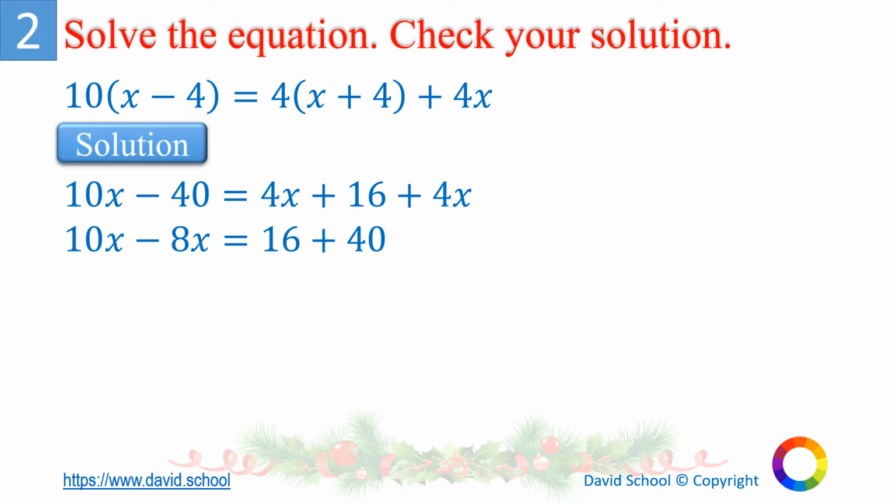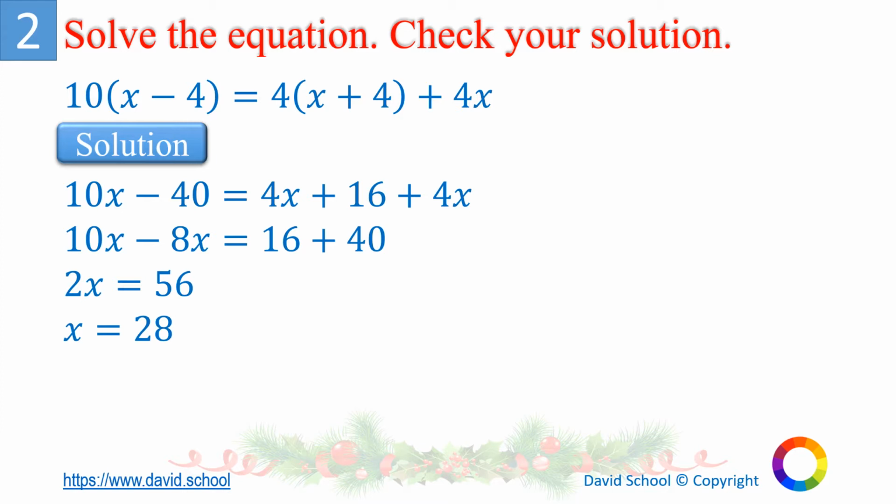And then we subtract 8x from both sides. Then we will have 10x minus 8x equals 16 plus 40. 2x is 56, then x is 28. You can check whether x equals 28 is right or not by substituting x equals 28 in the original equation.